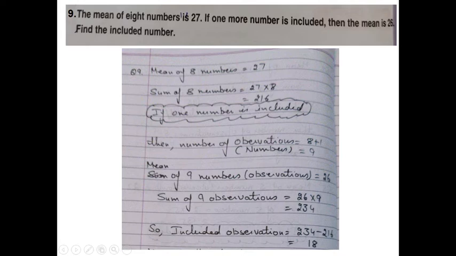So the mean of 9 numbers is given as 26. The total sum of 9 observations is 26 multiplied by 9, so it would be 234. So what should be the included number? The 9 observation sum minus the 8 observation sum. So we will get 18 as the included observation.